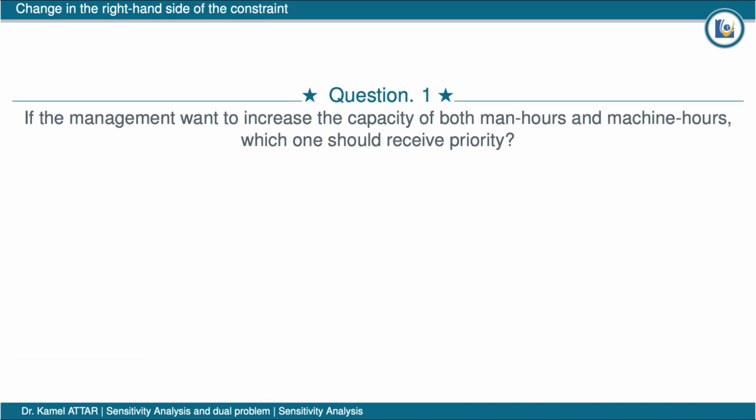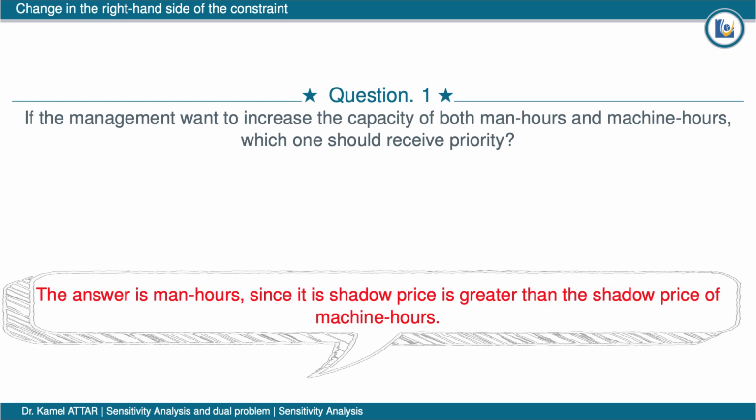Now, let us ask ourselves what the management wants to do. Question number 1. If the management wants to increase the capacity of both man-hours and machine hours, which one should receive priority? The answer is man-hours, since its shadow price is greater than the shadow price of machine hours.